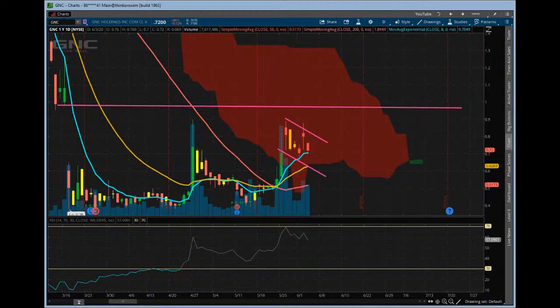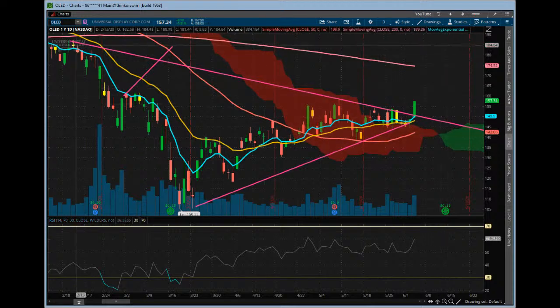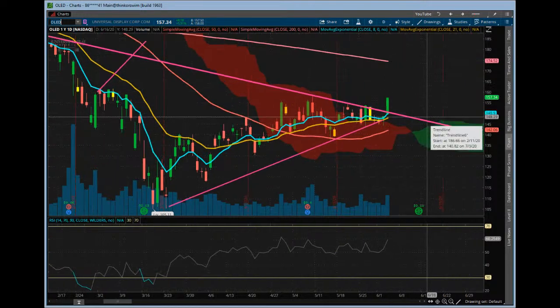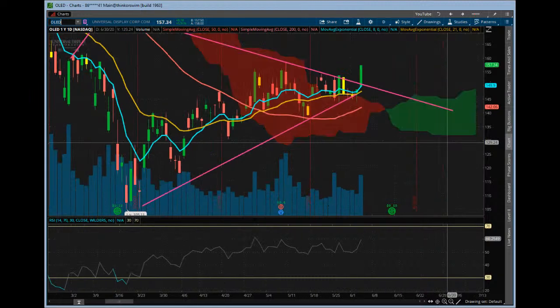OLED. Oh yeah. Yeah, that's a nice candle right there. Look at that. We've been tracking this symmetrical triangle for a while. Finally broke out of it today with a great candle. Let's see if we can get some follow through to the upside on that one. Super strong. I like it. CZR, another casino.